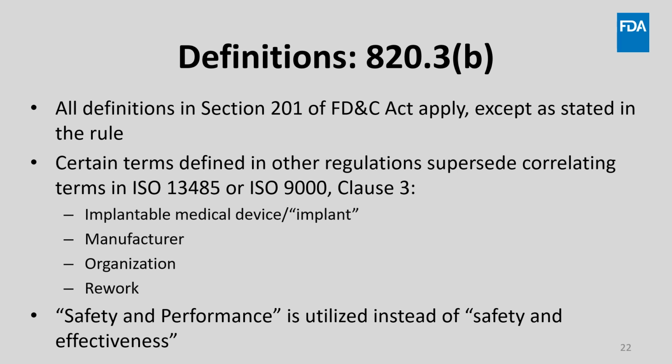These superseding definitions include all of those found in Section 201 of the FD&C Act, such as the definitions for a medical device and labeling. In addition, we have terms defined in the Code of Federal Regulations, such as implantable medical device, and various terms defined in the QMSR itself, such as manufacturer, organization, and rework. And notably, the QMSR uses the phrase safety and performance instead of safety and effectiveness.